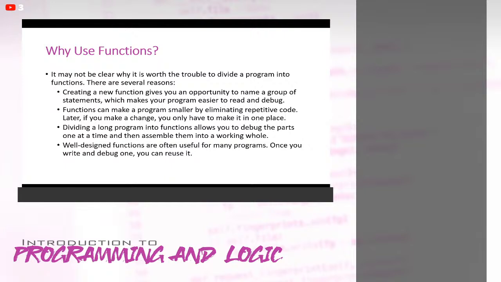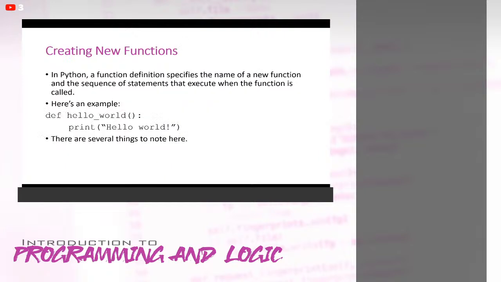So when we create new functions, what we do is we define a function. We call this a function definition. The name of a new function and the sequence of statements that follows, that execute when the function is called, is called the function definition. And we have an example here of our function definition. We have several things to note just in this very simple function definition.